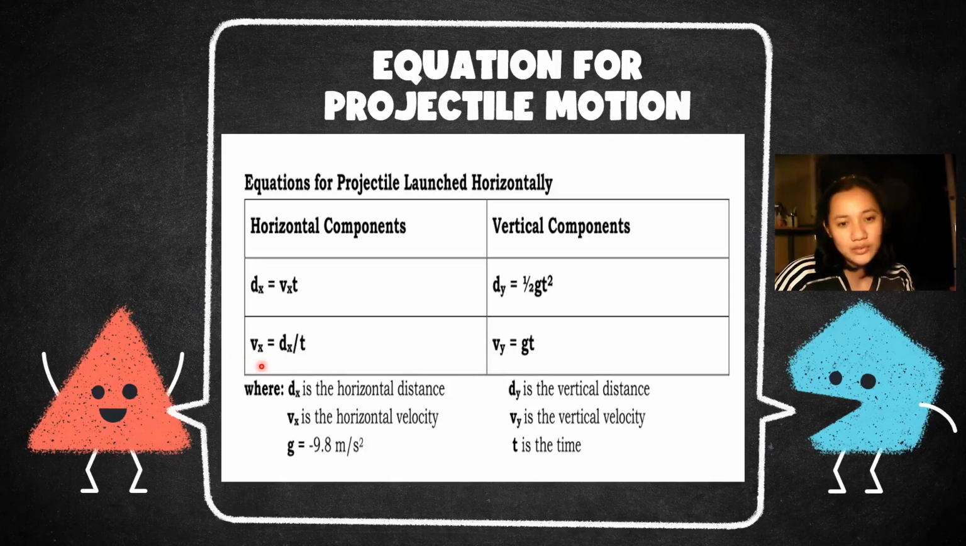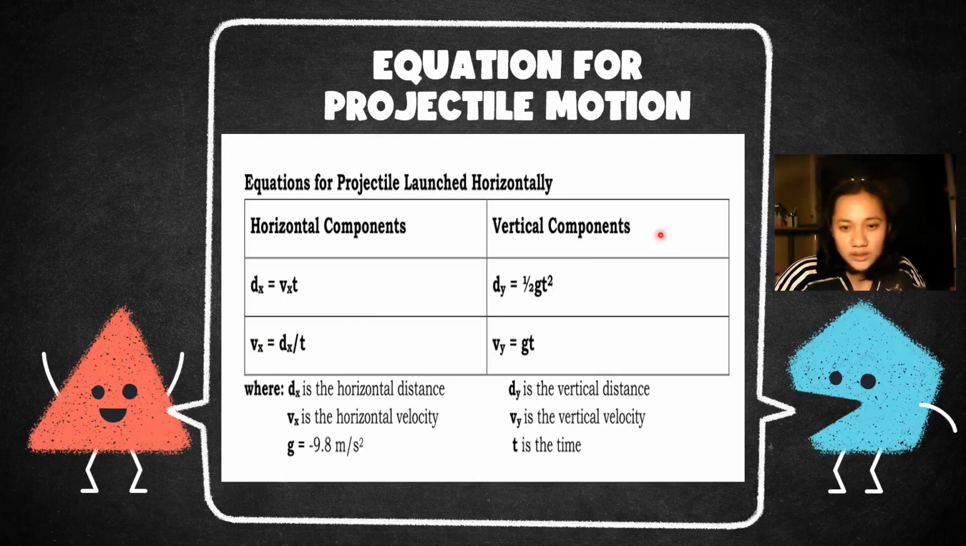Another formula under the horizontal component is v sub x is equal to d sub x divided by time. So this is for when the velocity is missing. This one is the distance, and here, this one is the velocity.